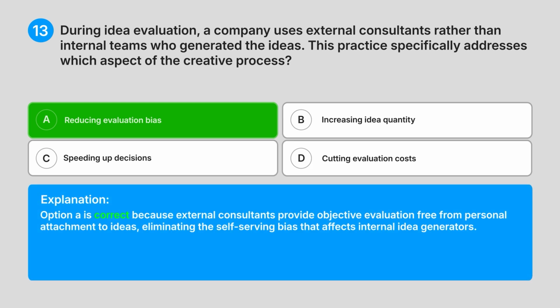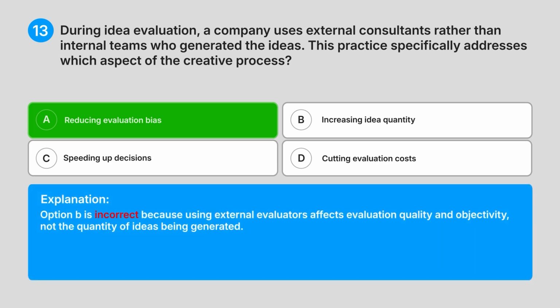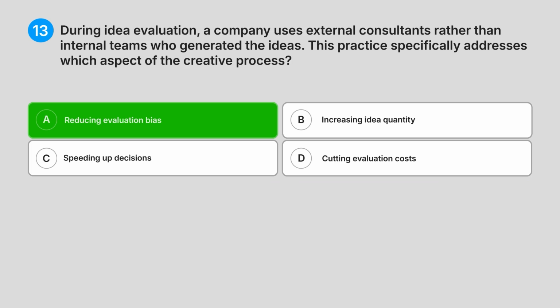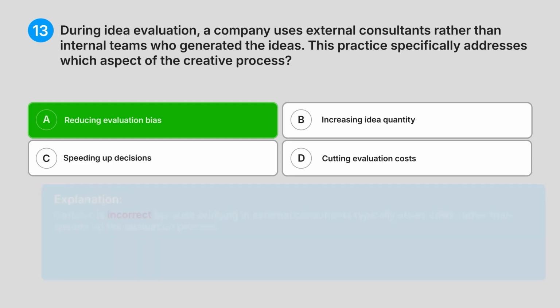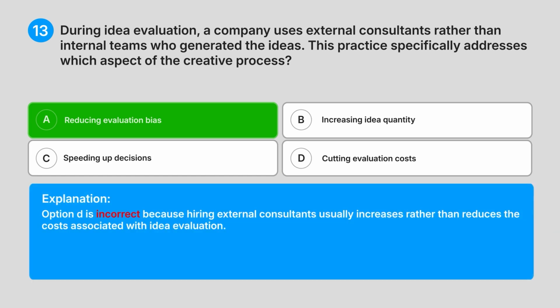Explanation. Option A is correct because external consultants provide objective evaluation, free from personal attachment to ideas, eliminating the self-serving bias that affects internal idea generators. Option B is incorrect because using external evaluators affects evaluation quality and objectivity, not the quantity of ideas being generated. Option C is incorrect because bringing in external consultants typically slows down rather than speeds up the evaluation process. Option D is incorrect because hiring external consultants usually increases rather than reduces the costs associated with idea evaluation.